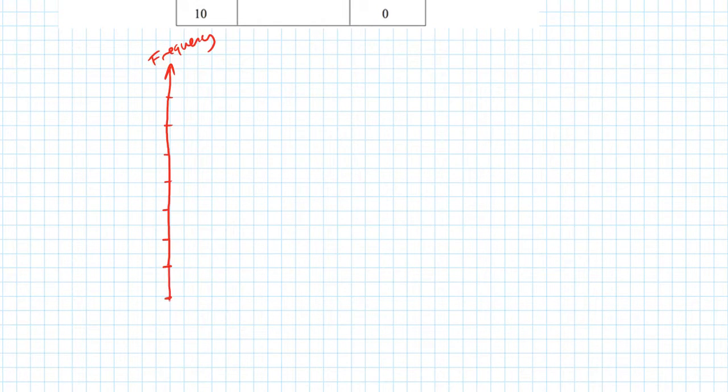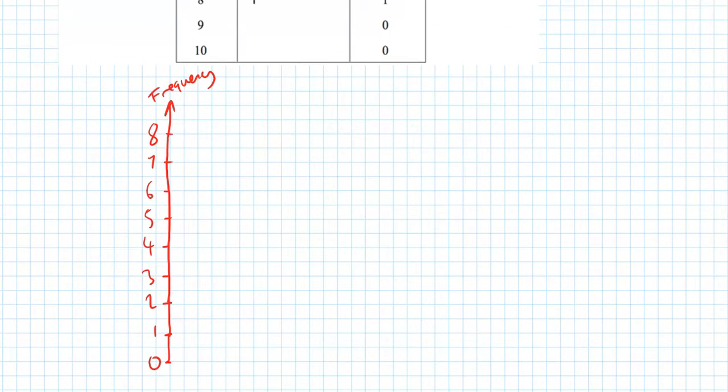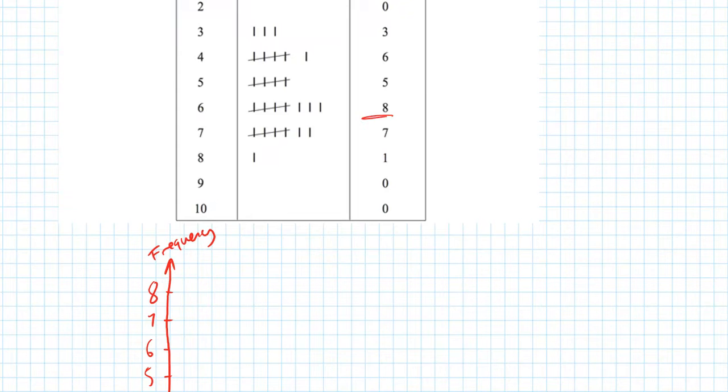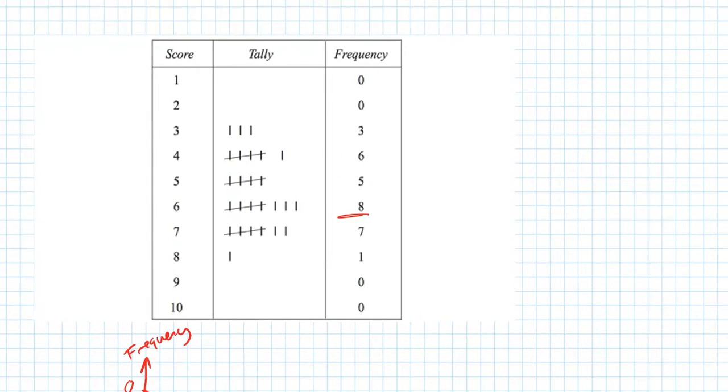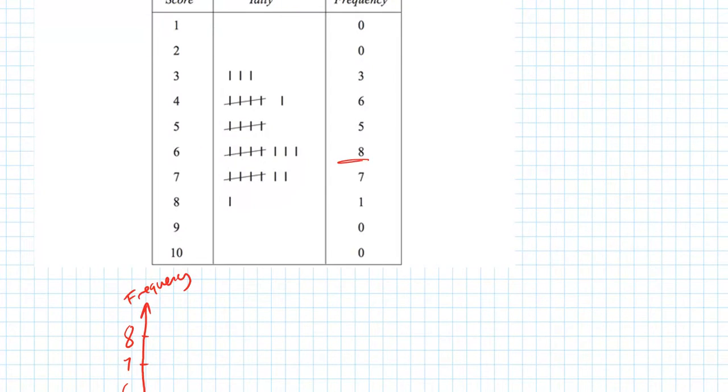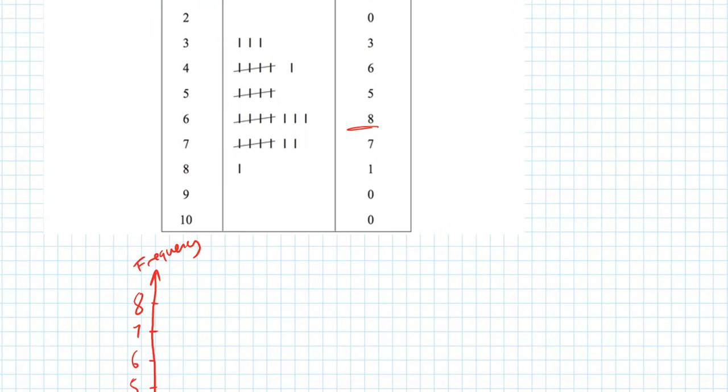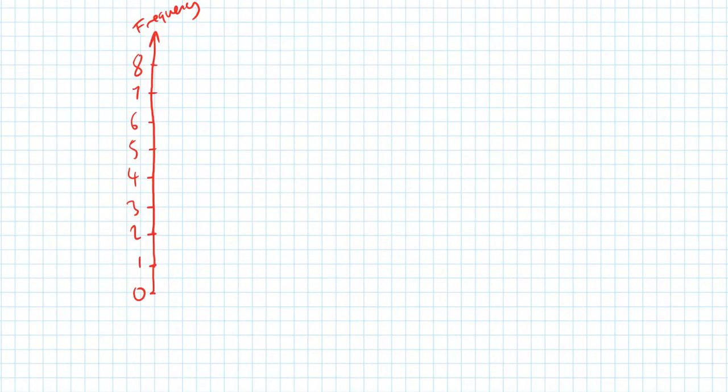So let's just bring that down a little bit further. 0, 1, 2, 3, 4, 5, 6, 7, 8. That way we'll make sure we get that highest value in. Okay, now going across, we need to make sure we give the scores of 3, 4, 5, 6, 7, and 8. In this case, they've started from 1, but it doesn't matter. And we're going to make sure we leave spaces between them.